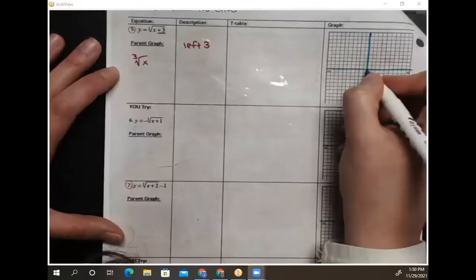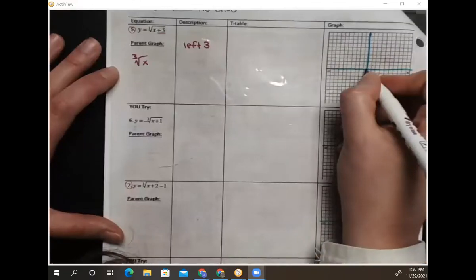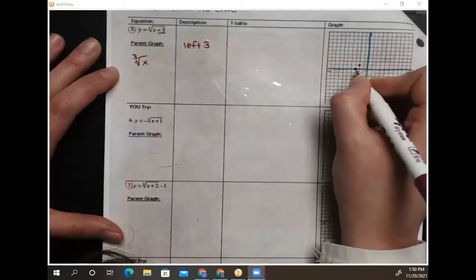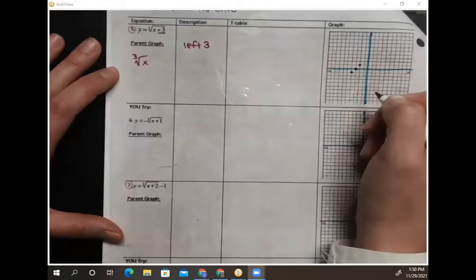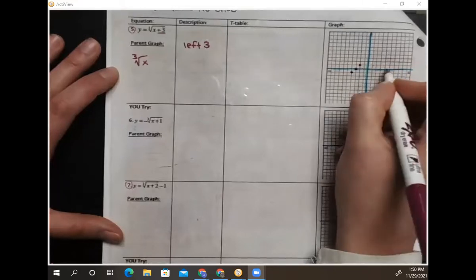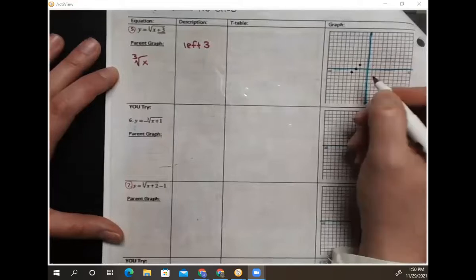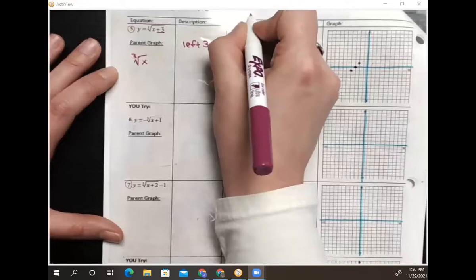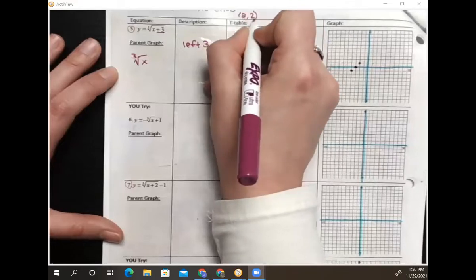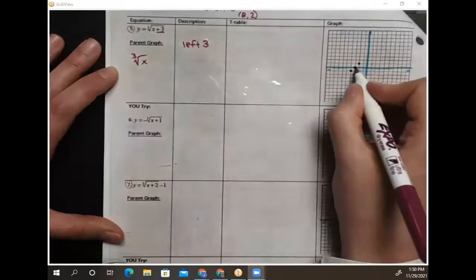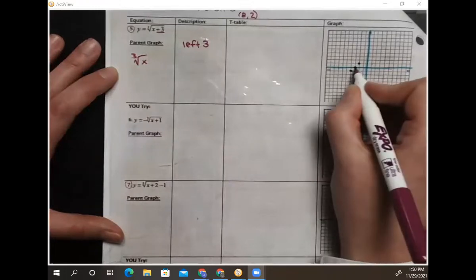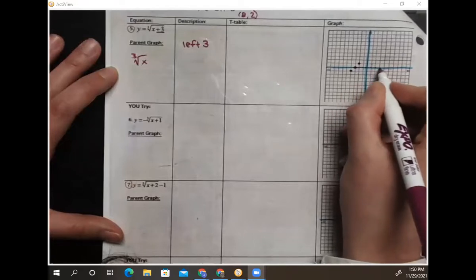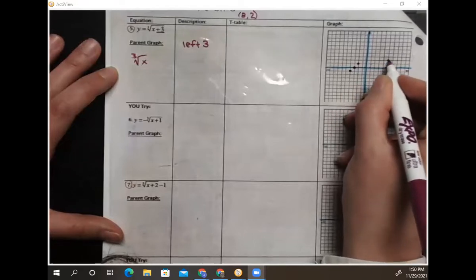So my key point was supposed to be at the origin, but it's going to move to the left 3. 1, 2, 3. And then my next nice points will be up 1 and out 1 and down 1 and out 1. Now we did also have some points that we graphed farther out. From our parent graph, we had the point 8 comma 2. We plugged in 8, took its cube root, we got 2. So if I go 8 out from the key point, I would be up 2. So 1, 2, 3, 4, 5, 6, 7, 8, up 2.